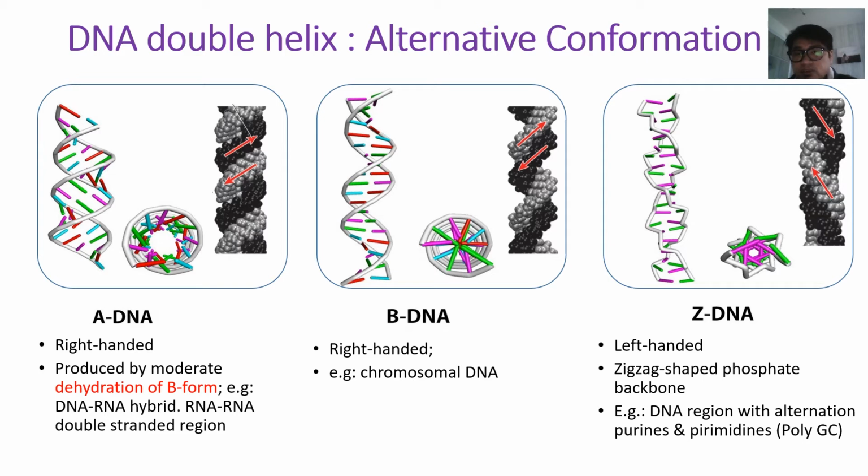All right, the last conformation is Z-DNA. Z-DNA is quite different. It's left-handed and it has a zigzag shape. This has been proposed by other scientists.